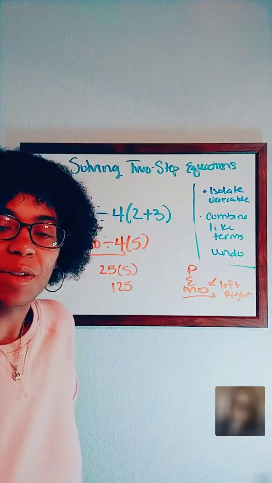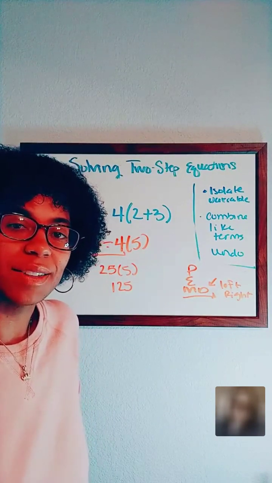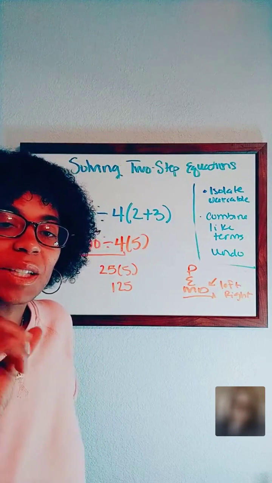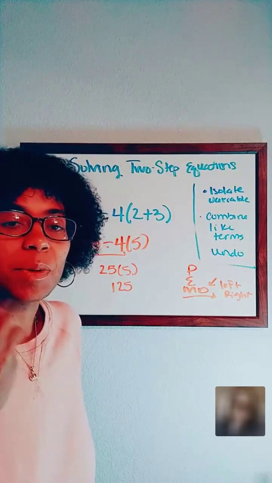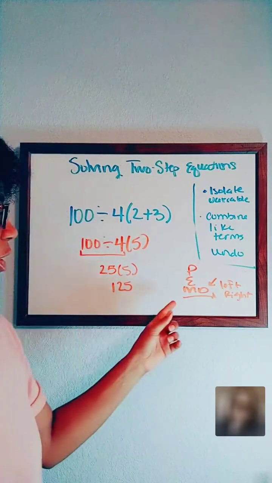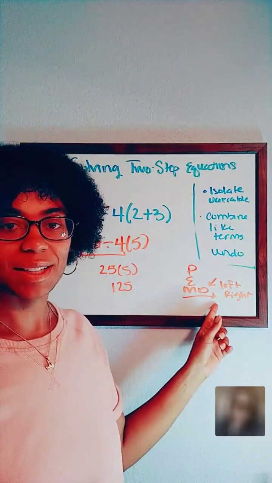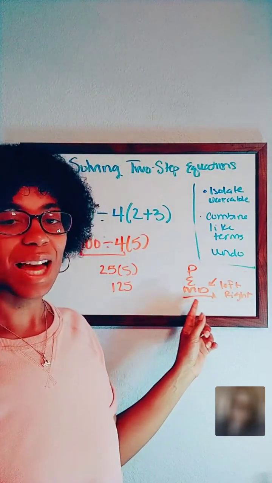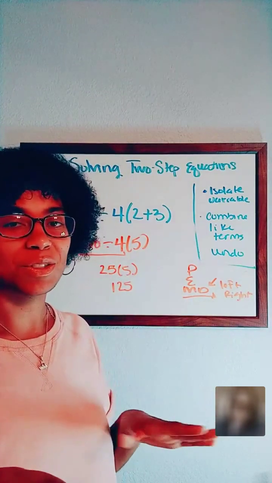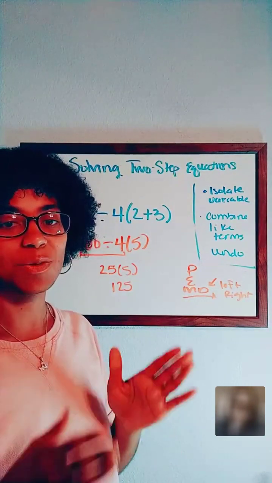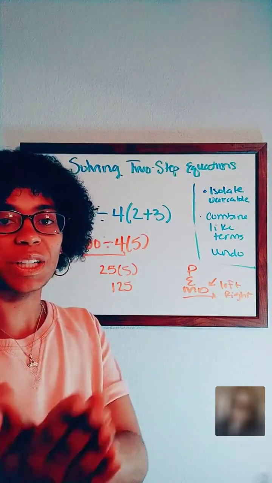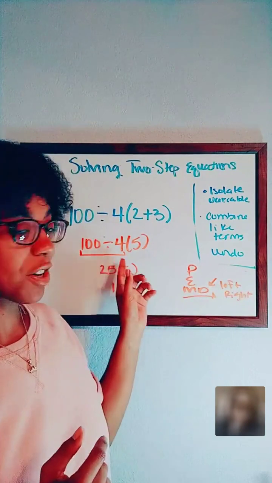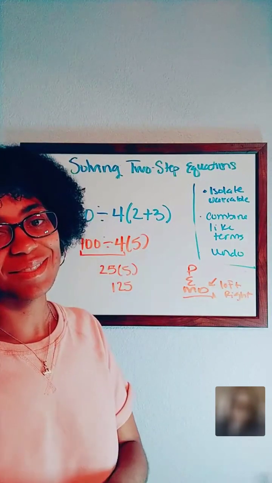PEMDAS. If PEMDAS says do what's first from left to right, then why are you multiplying first? Because multiplying and dividing, see, that's where people don't understand PEMDAS. It's which one comes first from left to right. You don't always multiply first. It's whichever one comes in order of reading. So if division is first, then you have to do division first.